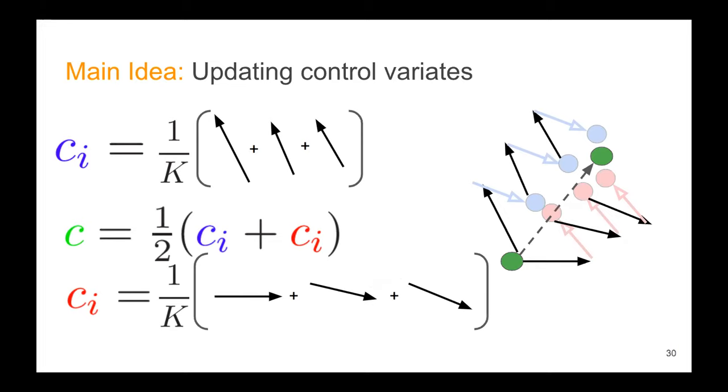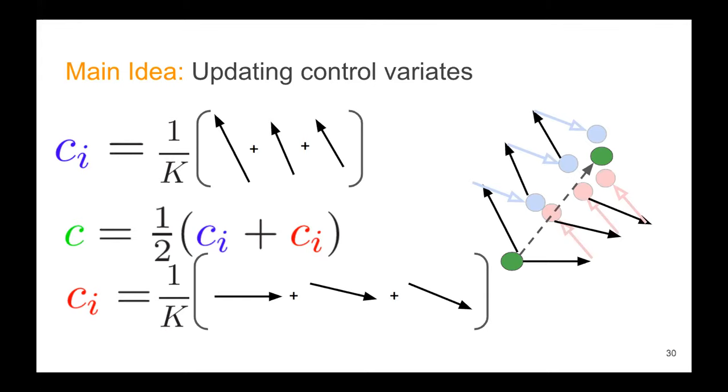But at this point, maybe I want to pause quickly and see if anybody has any questions about this basic idea. So the reason that you're saying that this algorithm is only applicable to cross-silo splitting is because to create this C, you need the c_i for all the nodes in the system, right? Yes, that's absolutely right.